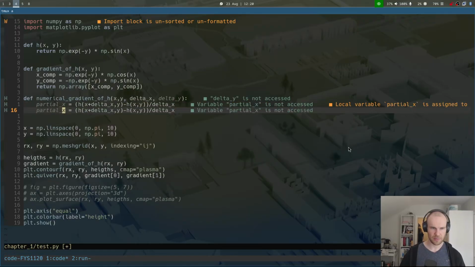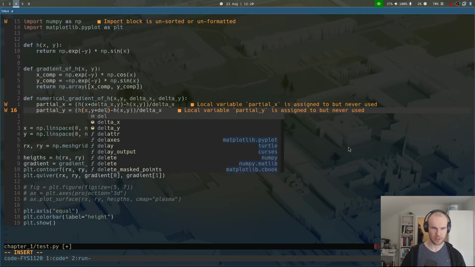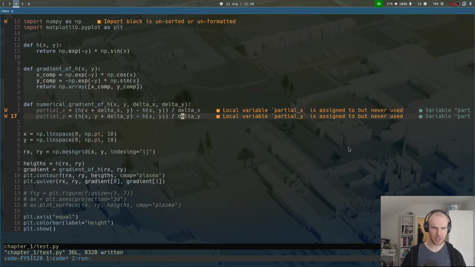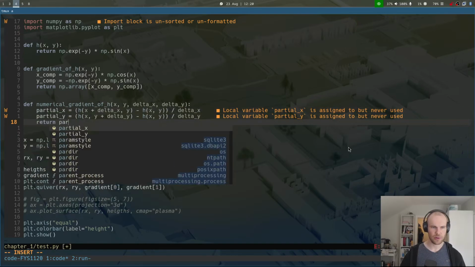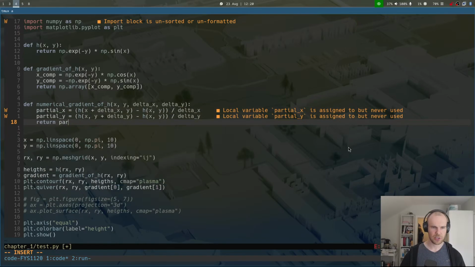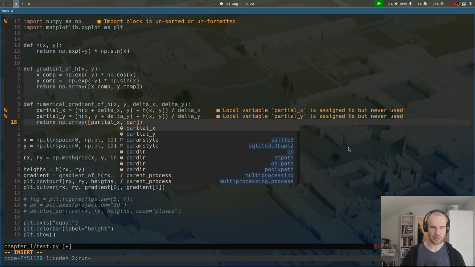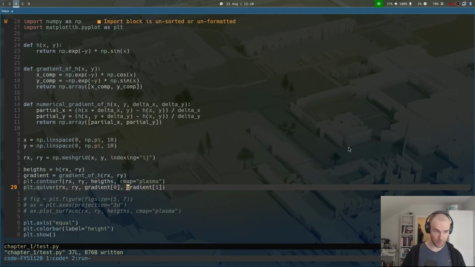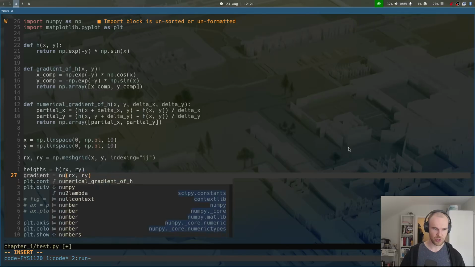Do the same thing here for y. We don't need this guy here, plus now delta y and divided by delta y. Just like that. Then we can just return partial x. But again, this should be an array. It's a vector, so it should be partial x and partial y. Yeah, awesome. So if I now substitute this function here for that numerical gradient, we should get the same result.